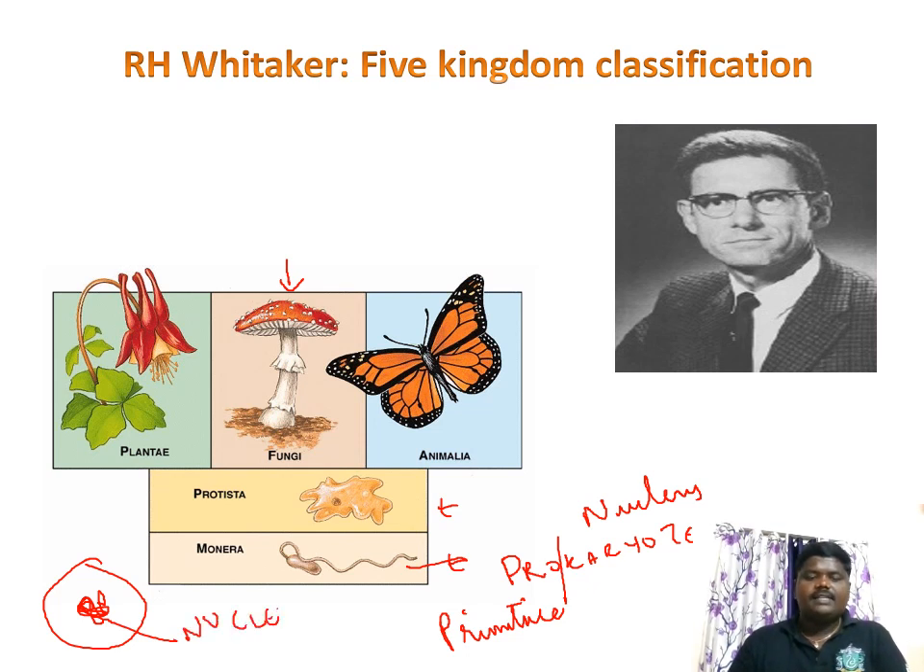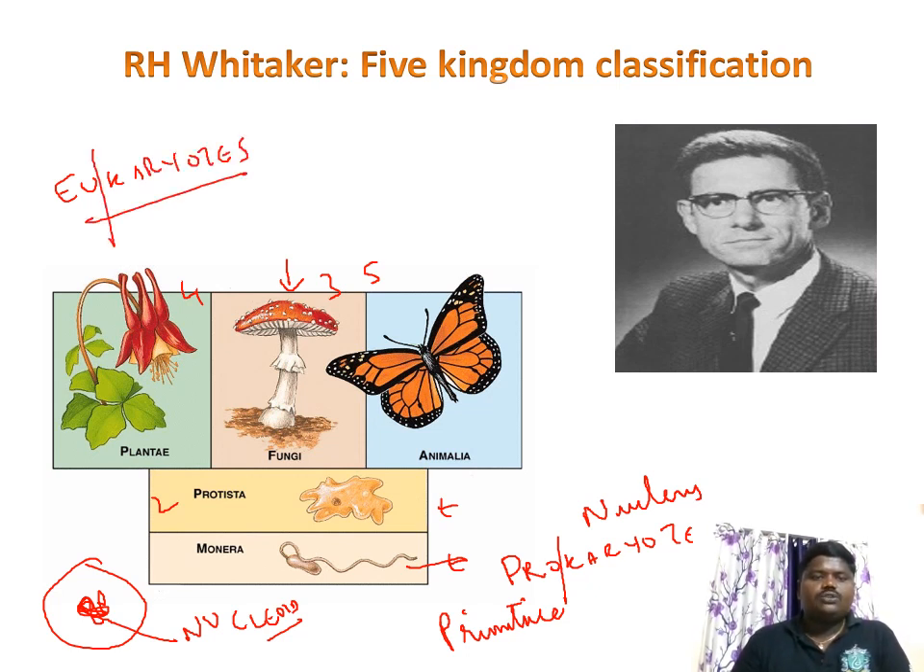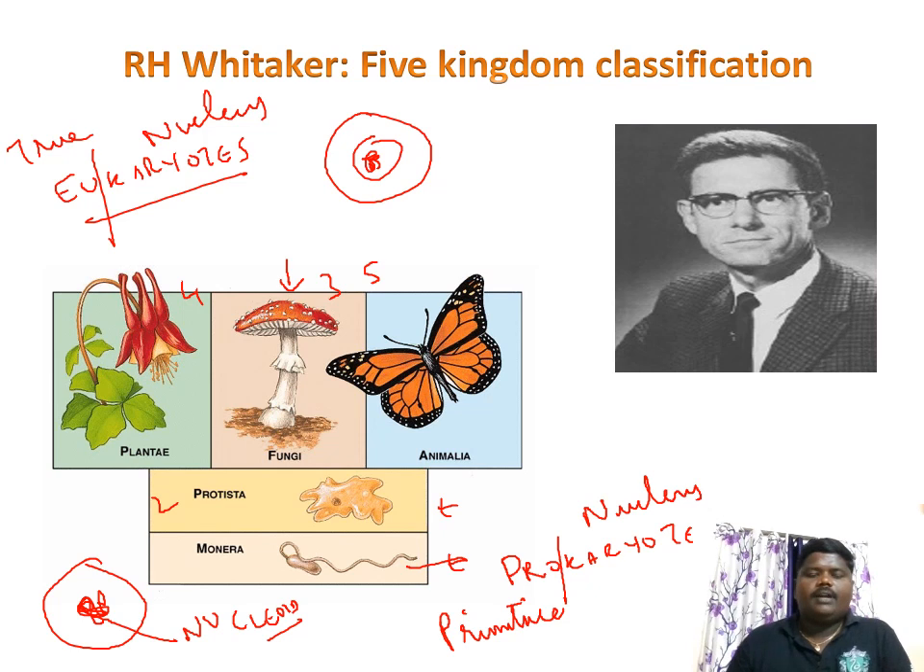That's why they are categorized into prokaryotes, primitive nucleus. Whereas all the other four, like Protista, Fungi, Plantae, Animalia, belong to a category called eukaryotes. So what does the word eukaryote stand for? Eu means true, karyon means nucleus. So it means true nucleus. As the figure suggests, they have a proper nuclear membrane around them.